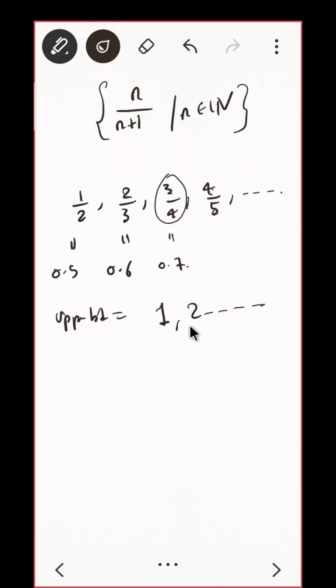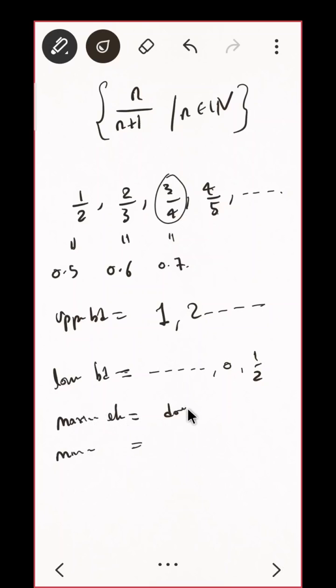What about lower bound? For lower bound you have many: half and everything less than half. Correct. These are the lower bounds. Do you agree? Perfect. So what can you say about the maximal or minimal element? The maximal does not exist. Perfect. And the minimal is half.